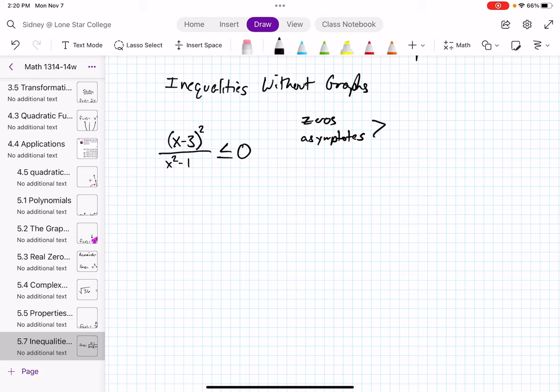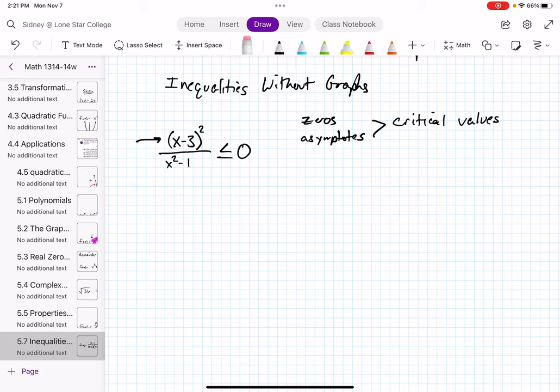Now, we typically refer to these as critical values. These are the places where it can change. These are the places that we need to be aware of what's going on around them. And so the first thing we're going to do is find the zeros and find the asymptotes. Now, finding the zeros of a rational function means finding anything that makes the top polynomial equal to 0.